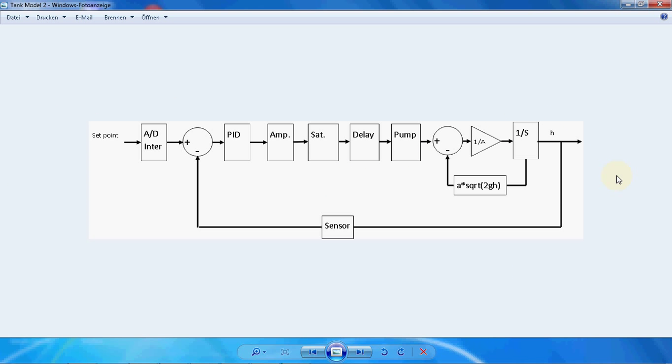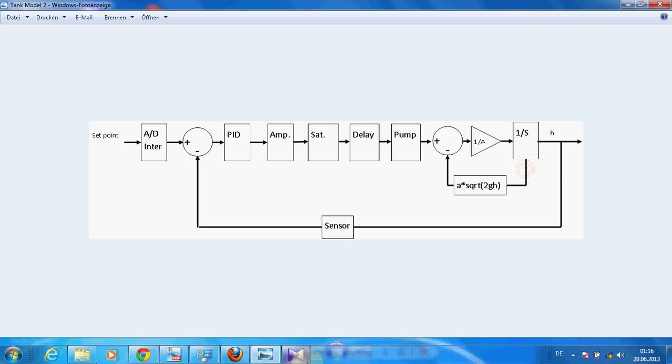Okay, there is a small mistake here. This should start from here, from H, but I made a mistake here. Sorry for that.